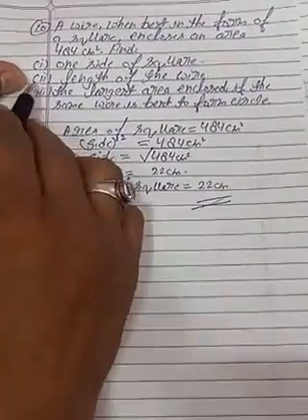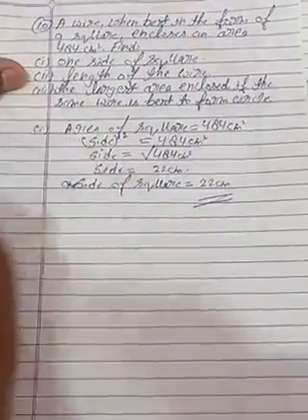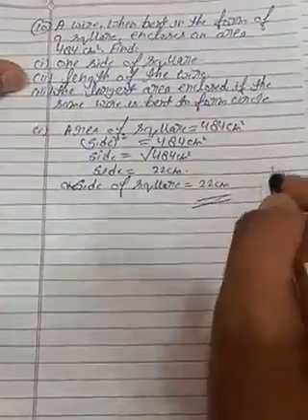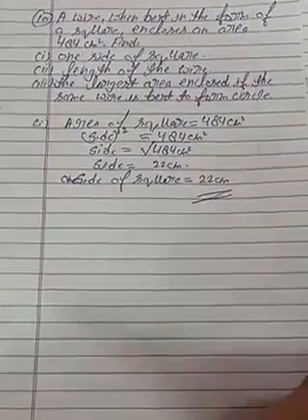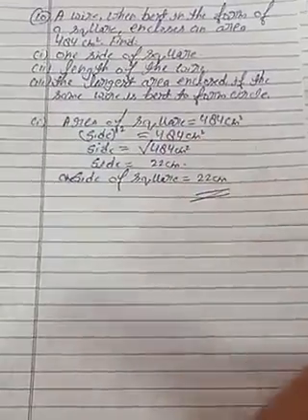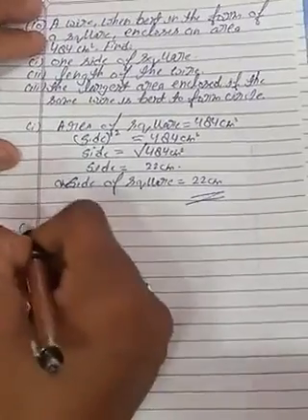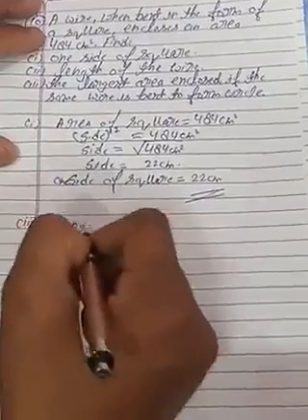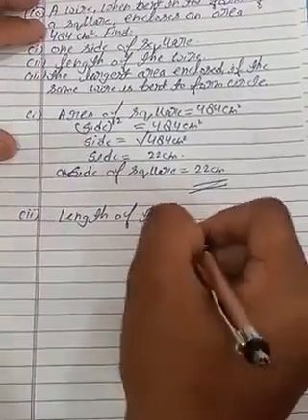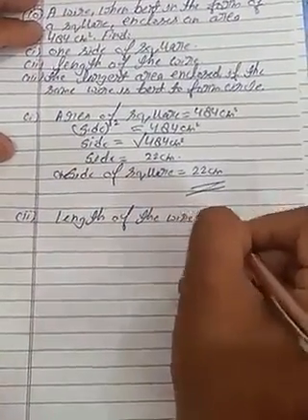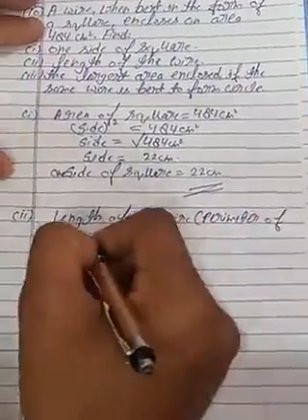Then second part, length of the wire. So length of the wire also we have to find. So length of the wire means the perimeter of a square. Perimeter of a square means sum of all sides. It will be the length of wire because wire was bent in the form of a square. So we will find the perimeter of a square for length of the wire. So length of the wire, inside the bracket we can write perimeter of square.